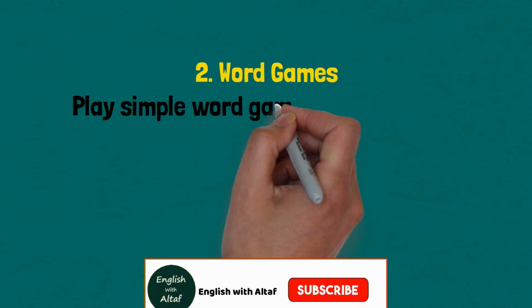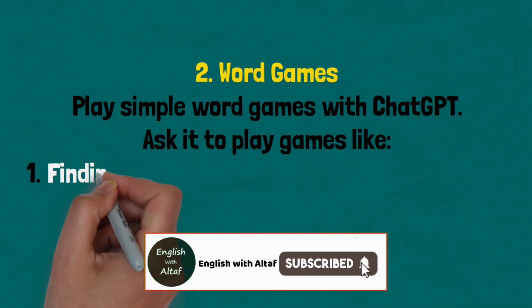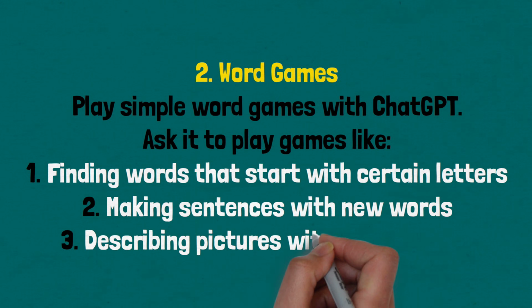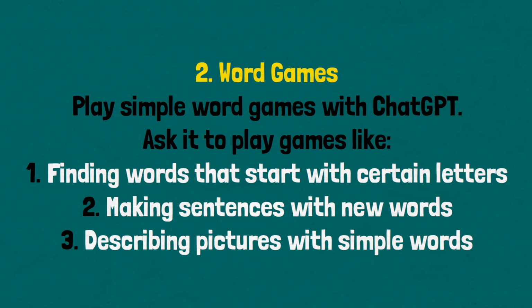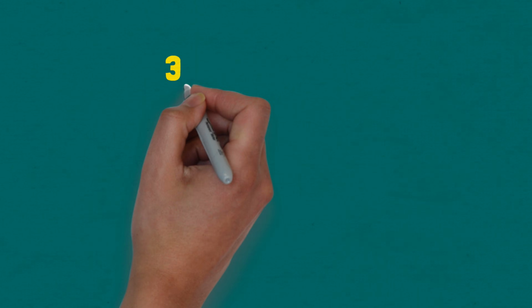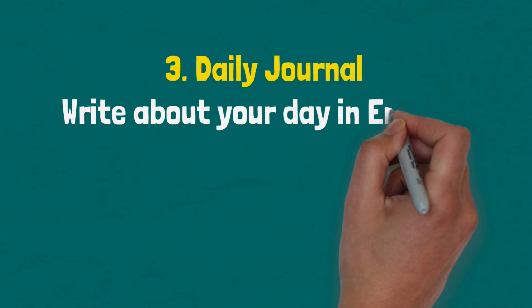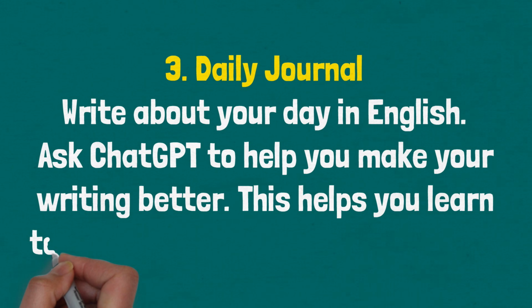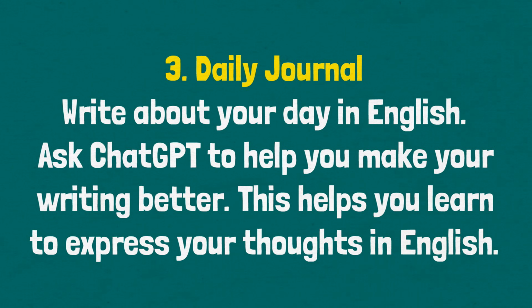2. Word games. Play simple word games with ChatGPT. Ask it to play games like finding words that start with certain letters, making sentences with new words, describing pictures with simple words. 3. Daily journal. Write about your day in English. Ask ChatGPT to help you make your writing better. This helps you learn to express your thoughts in English.